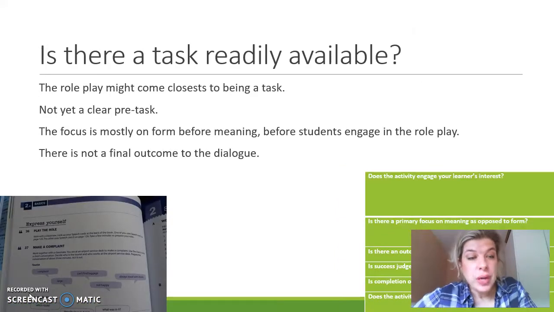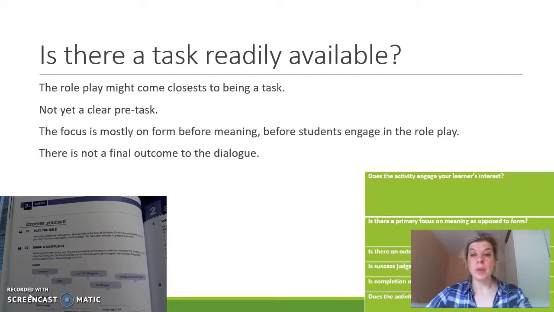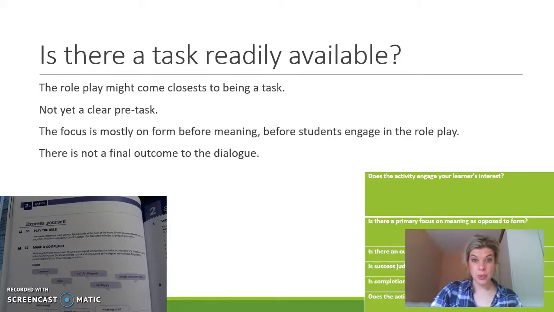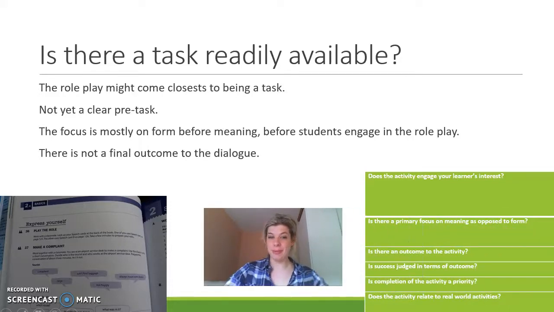Then I've also tried to find a task. Now I see that I am in the way of what I'm trying to show here, so I'm going to move myself. First time for me, this. So these are some criteria that you were also expected to check with your teaching material.